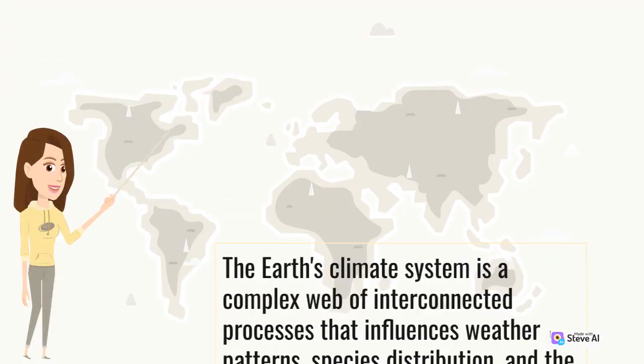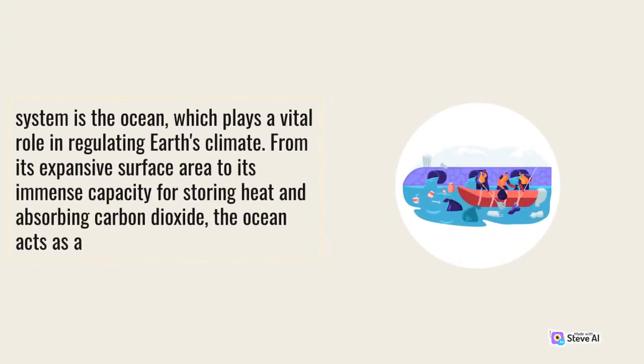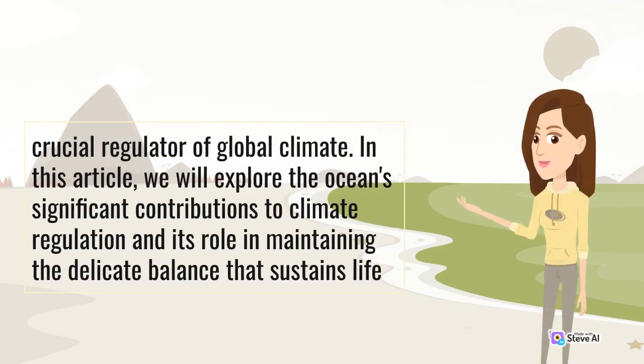The Earth's climate system is a complex web of interconnected processes that influences weather patterns, species distribution, and the overall health of our planet. Among the key components of this system is the ocean, which plays a vital role in regulating Earth's climate. From its expansive surface area to its immense capacity for storing heat and absorbing carbon dioxide, the ocean acts as a crucial regulator of global climate.